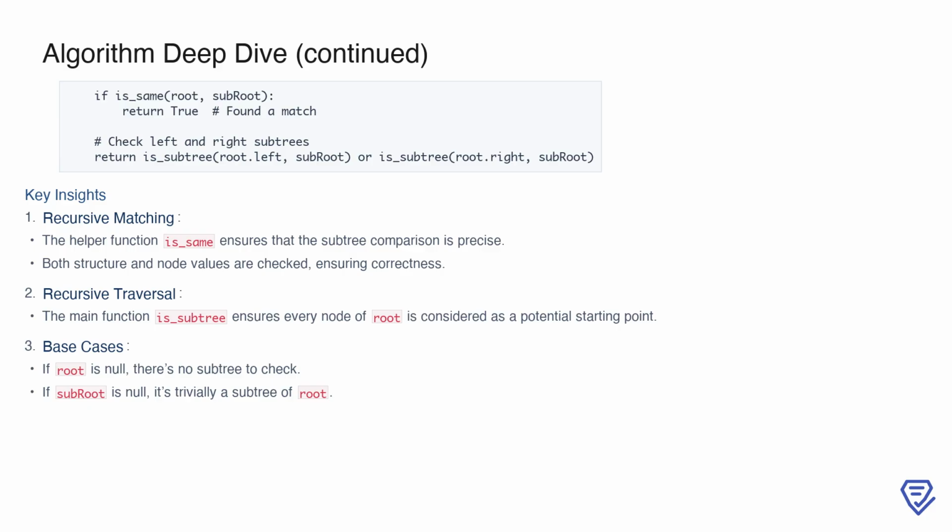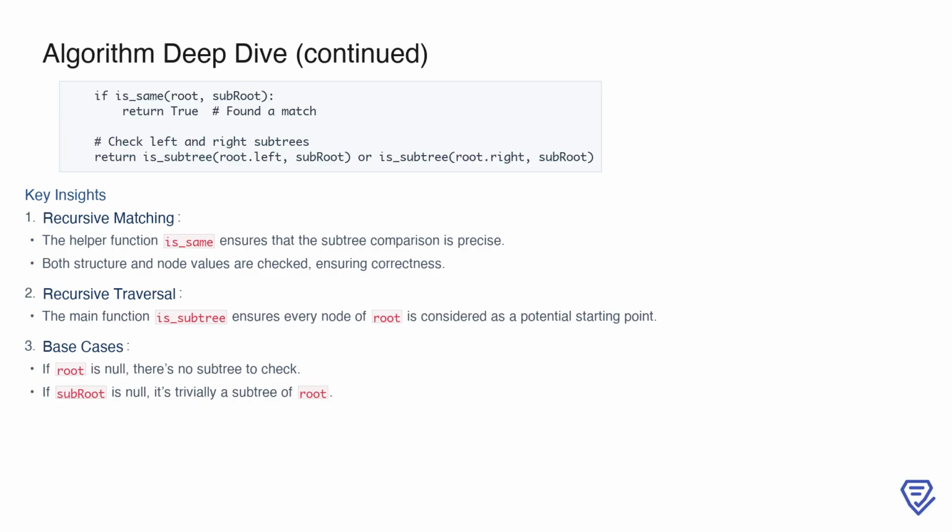If the is_same function confirms that the current node of root matches subroot, we immediately return true. If not, we proceed to recursively check the left and right subtrees of root for potential matches. This ensures that every node in root is considered as a possible starting point for subroot. The recursive nature of this solution is key. The helper function is_same provides precise subtree matching, ensuring that both the structure and values are verified. Meanwhile, the main function is_subtree guarantees a thorough traversal of the root tree, exploring all potential nodes where subroot could match.